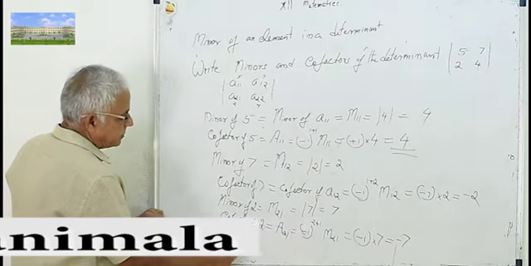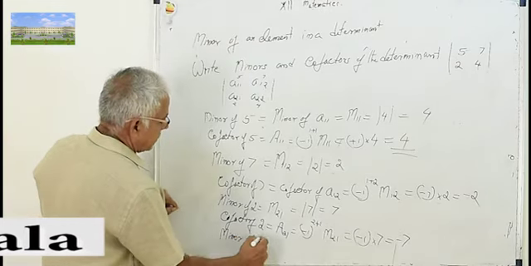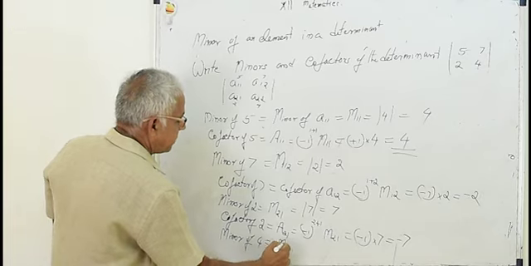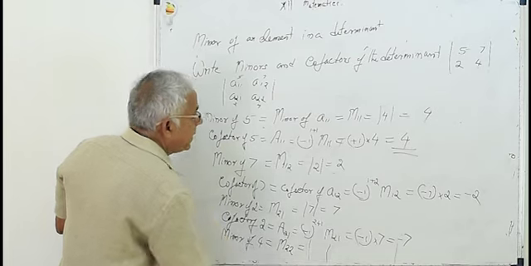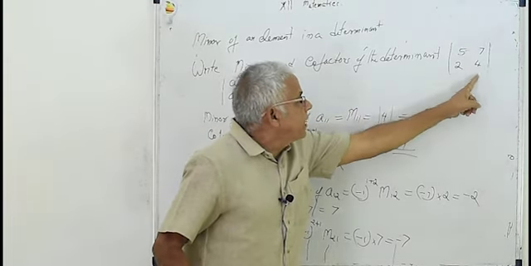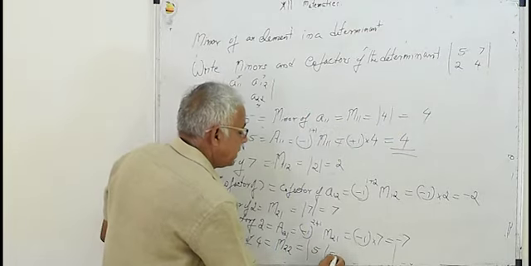Minor of the last element 4. This is the place A22, M22. The determinant obtained by deleting the row and column containing 4. 7 and 4 cut, 2 and 4 cut, then the remainder is 5, so it is equal to 5.